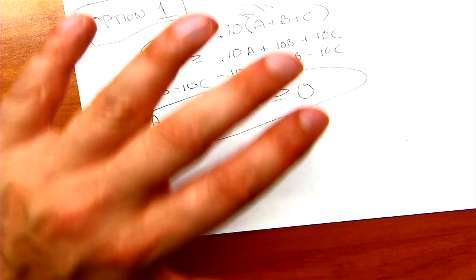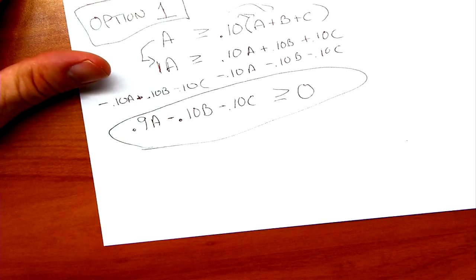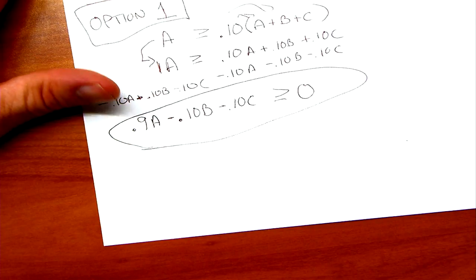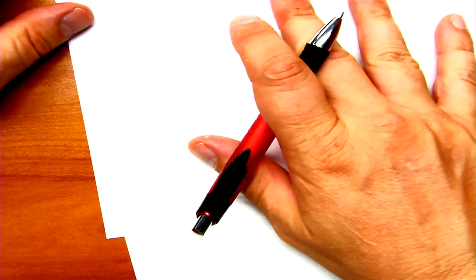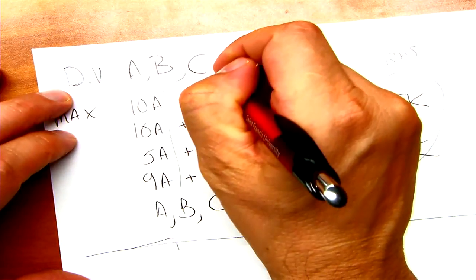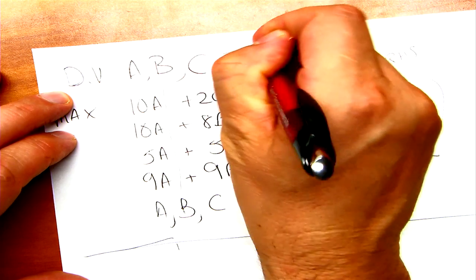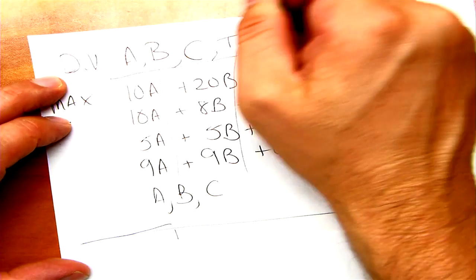All right, so we're saying option 1, not the greatest option. But what we can do, in our piece of paper, option 2, is we create another decision variable. So we have A, B, and C. Let's create another decision variable, and we'll call it tot for total. So this is still a decision variable.